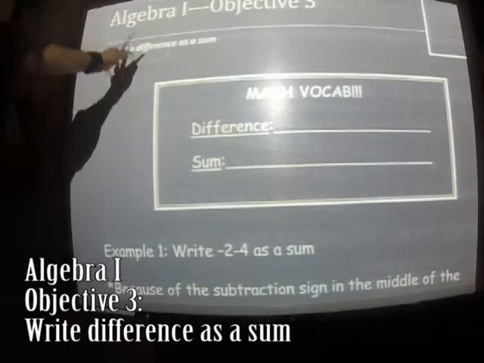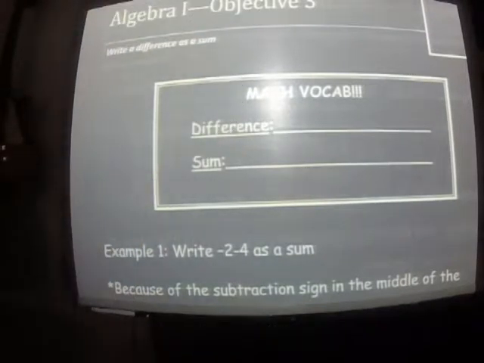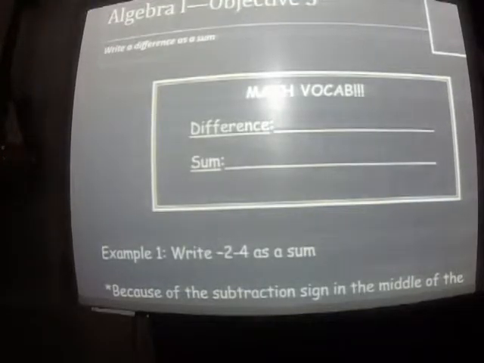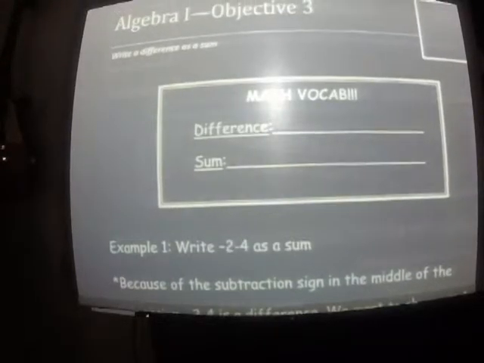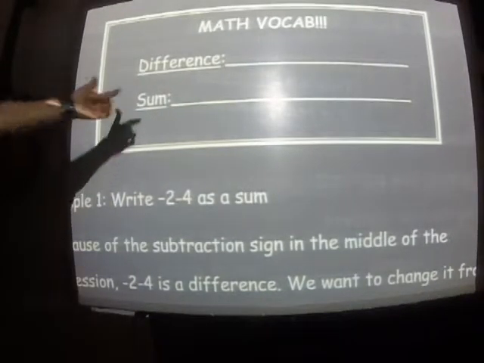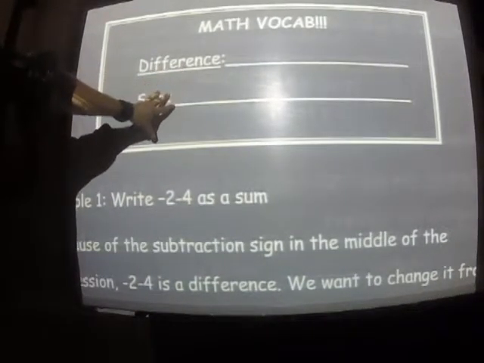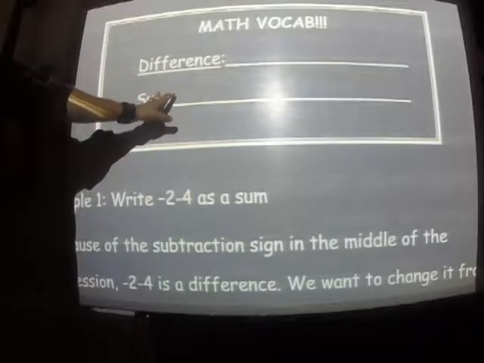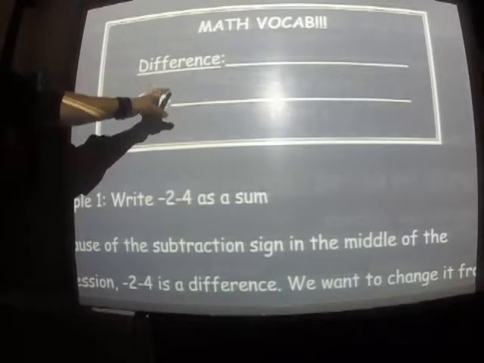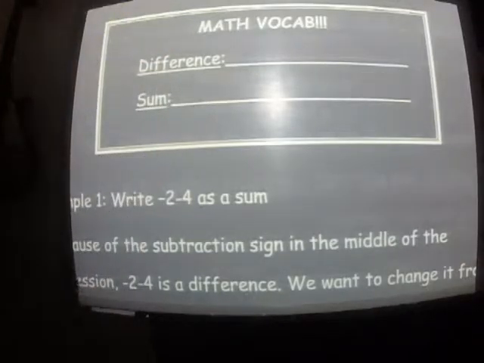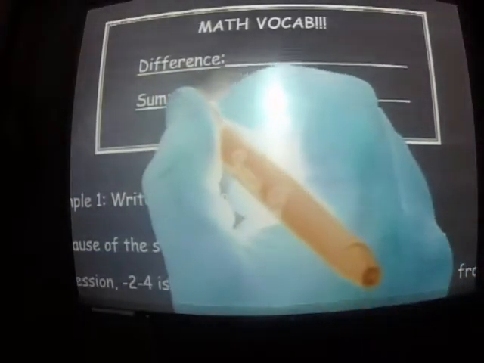All right, so today we're going to talk about objective 3, which is write a difference as a sum. We start out by talking about what a difference and a sum is. Now, I think most of us came out of middle school knowing what sum means. What does the word sum mean in math? Adding or addition, when we add two things, a plus sign. Let's just put addition right here.